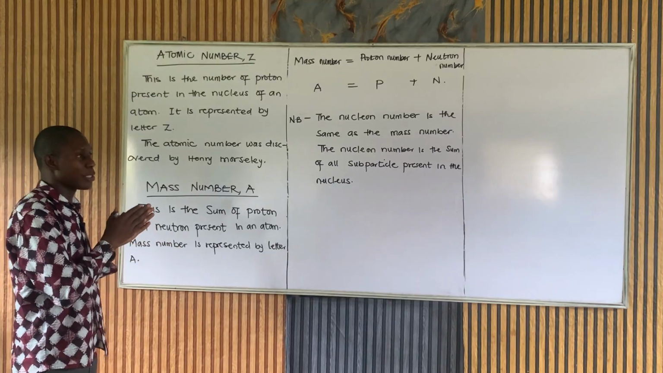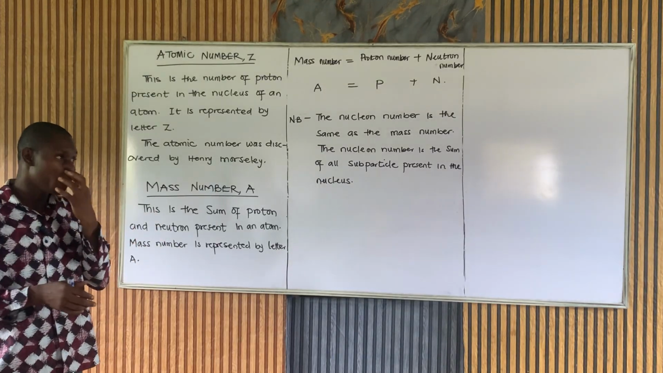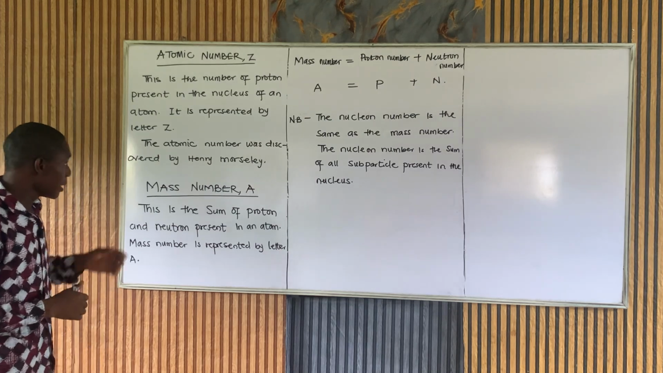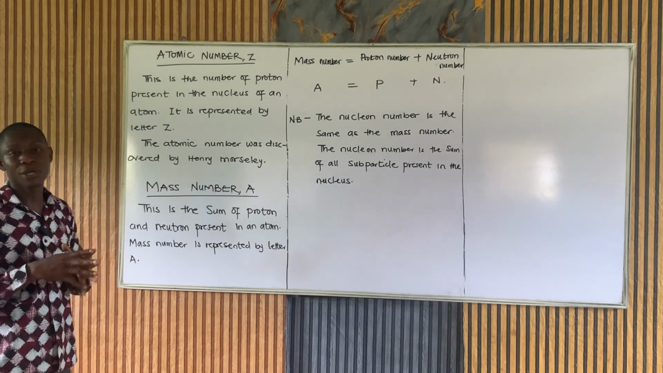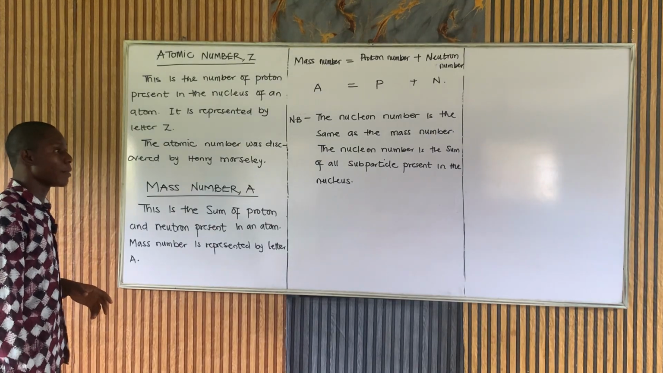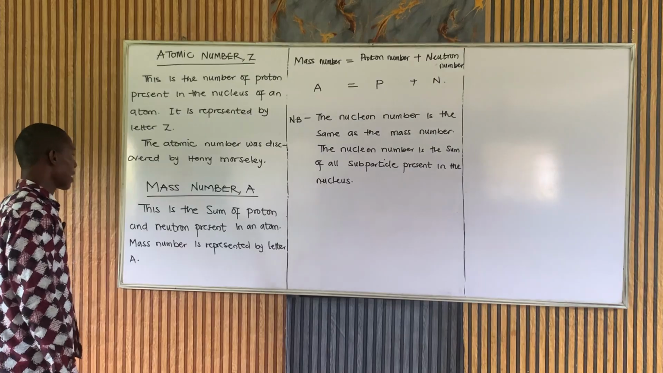So the number of protons tells you the atomic number of an atom. It's represented by the letter Z. So in chemistry, if you see Z, it's simply talking about atomic number. And it was discovered by Henry Moseley.